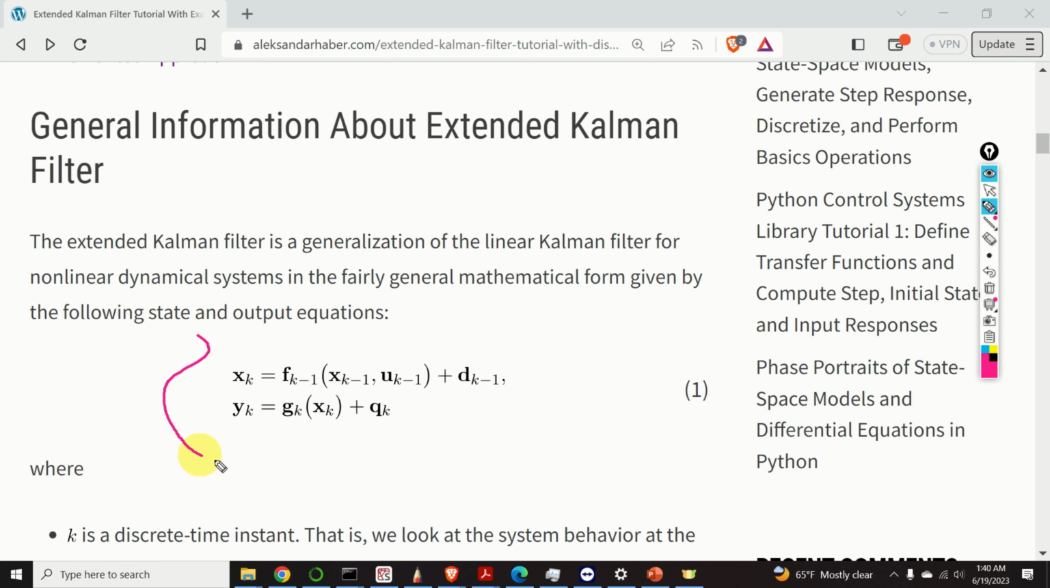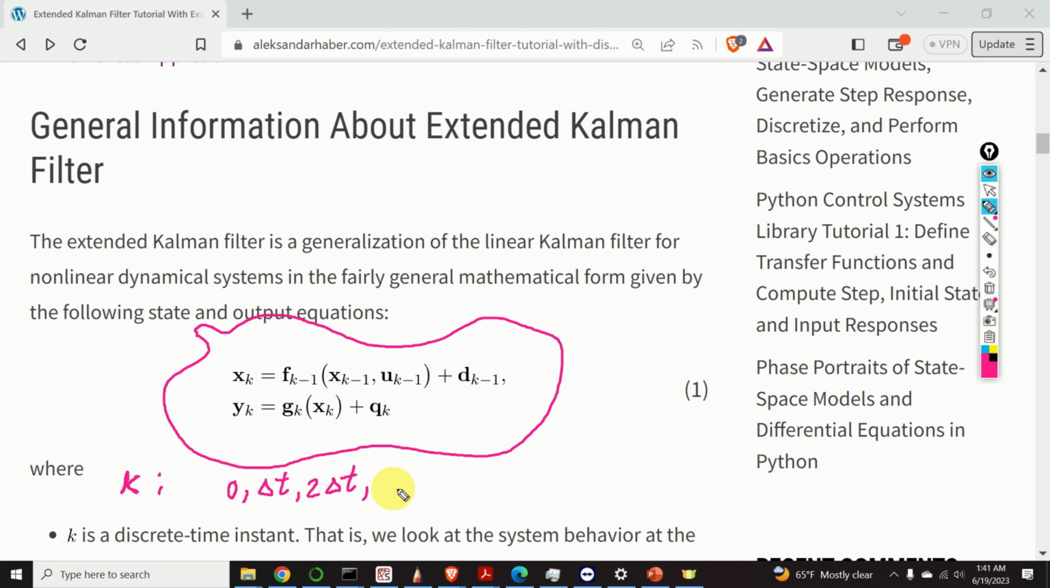Over here, we have a nonlinear dynamical system in a fairly general form. The index k of the functions and vectors corresponds to the discrete time instance. That is, we look at the system behavior as well as time signals at the discrete time instances denoted by 0, delta t, 2 delta t, and in the general case, k delta t, and this index can go up to infinity.